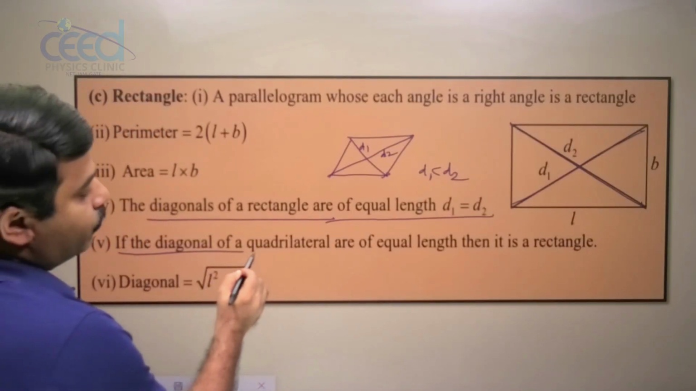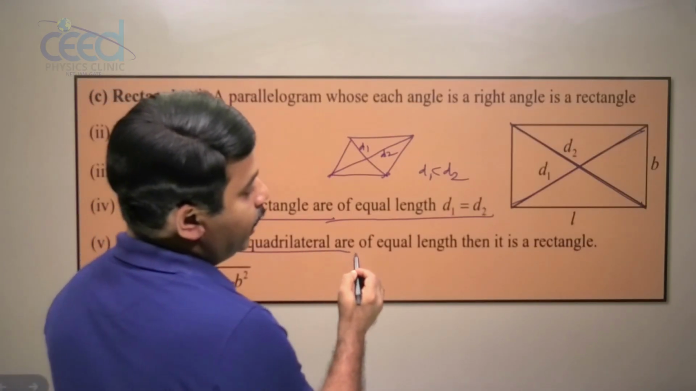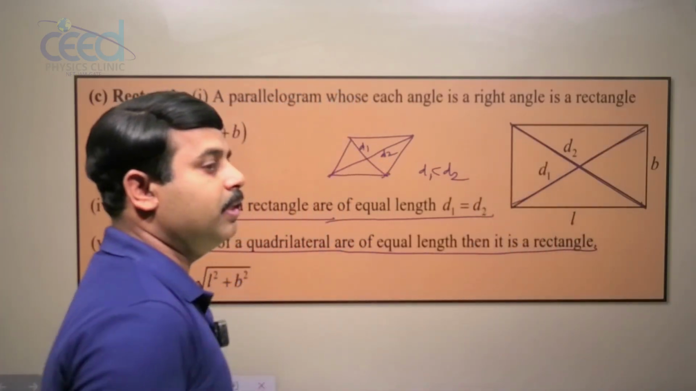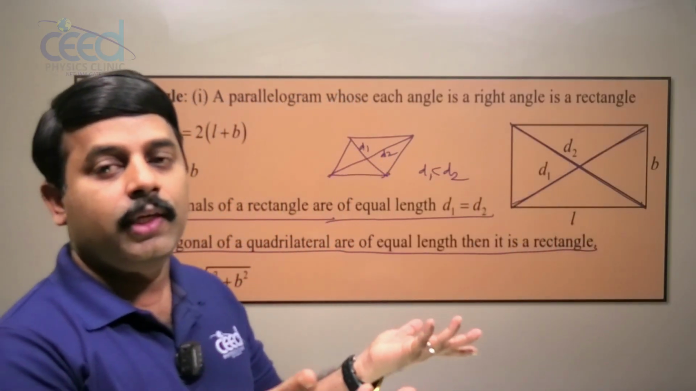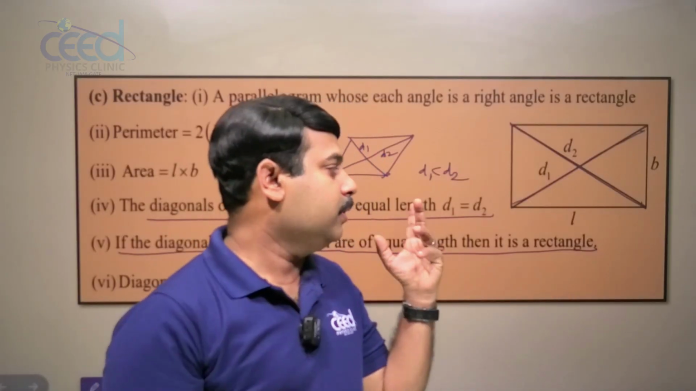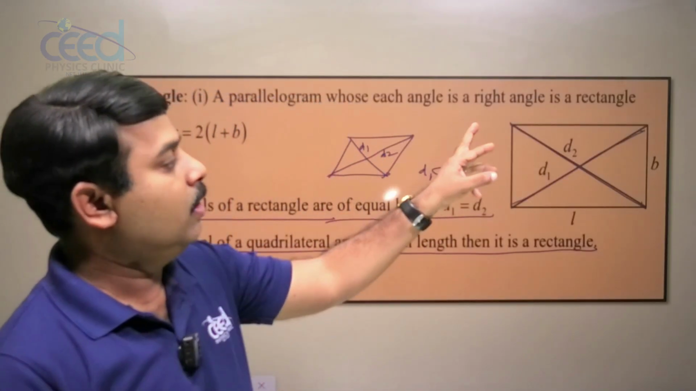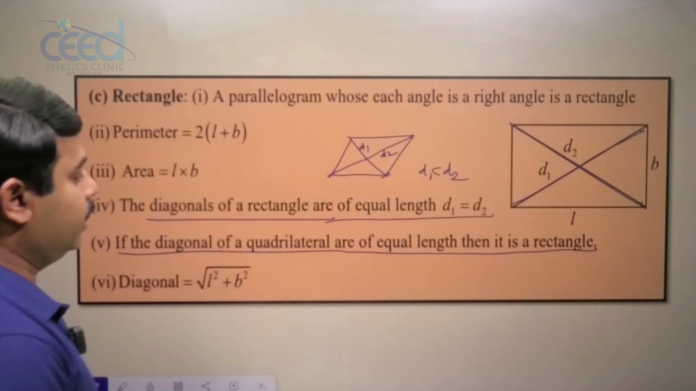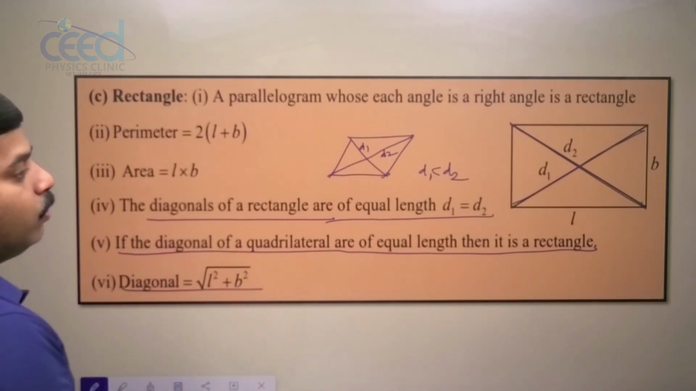Now, if the diagonals of a quadrilateral are equal in length, what can we say? It is a rectangle, right? In a parallelogram, if both the diagonals are equal in length, then you can say that is a rectangle, right? Alright. Now, the diagonal length you can find.